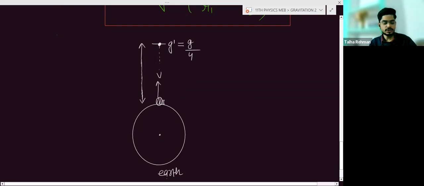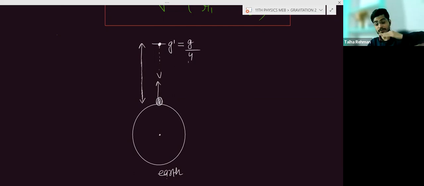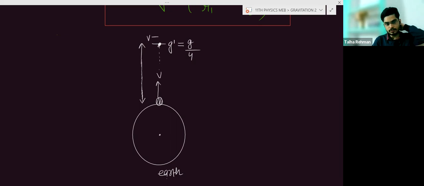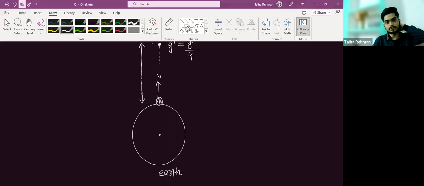So what will happen? In the general case, suppose this is the earth surface, you are throwing the body. So what will happen? This body will go up, and when this body goes up, there will be the gravitational pull. So the speed of the body will decrease, and there will be a point where the speed of the body will become zero. So that is given here. So here the speed of the body has become zero. So this is the point where V is equal to zero.